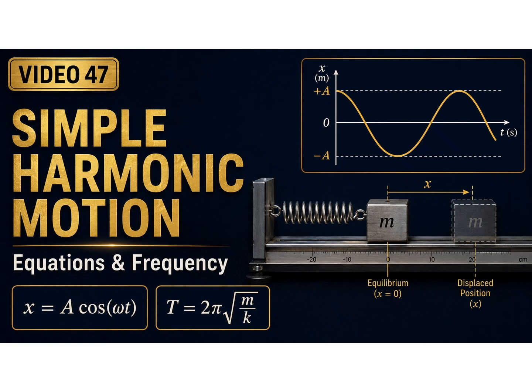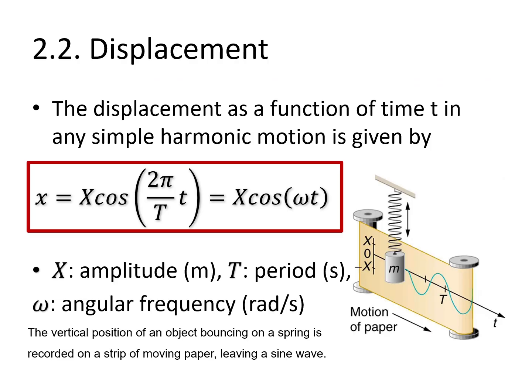We will connect the position of the object to a cosine graph, define amplitude, period, and frequency, and then show how velocity, acceleration, mass, and spring stiffness determine the motion. For simple harmonic motion, the displacement changes smoothly and repeatedly with time.